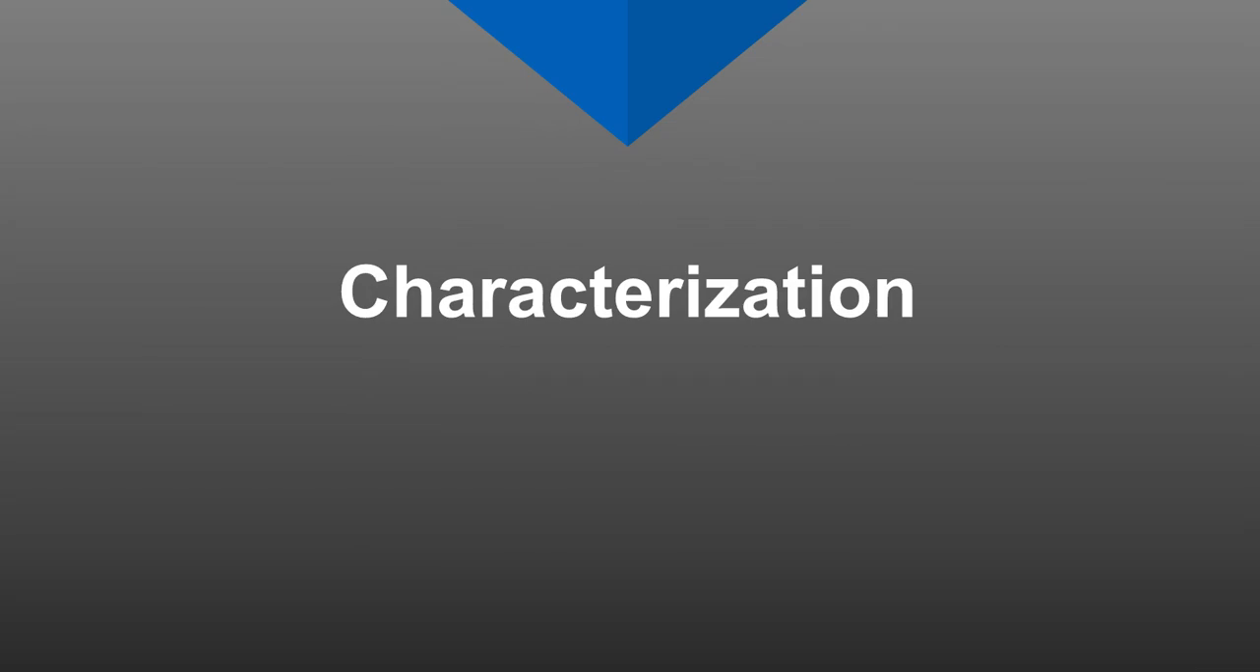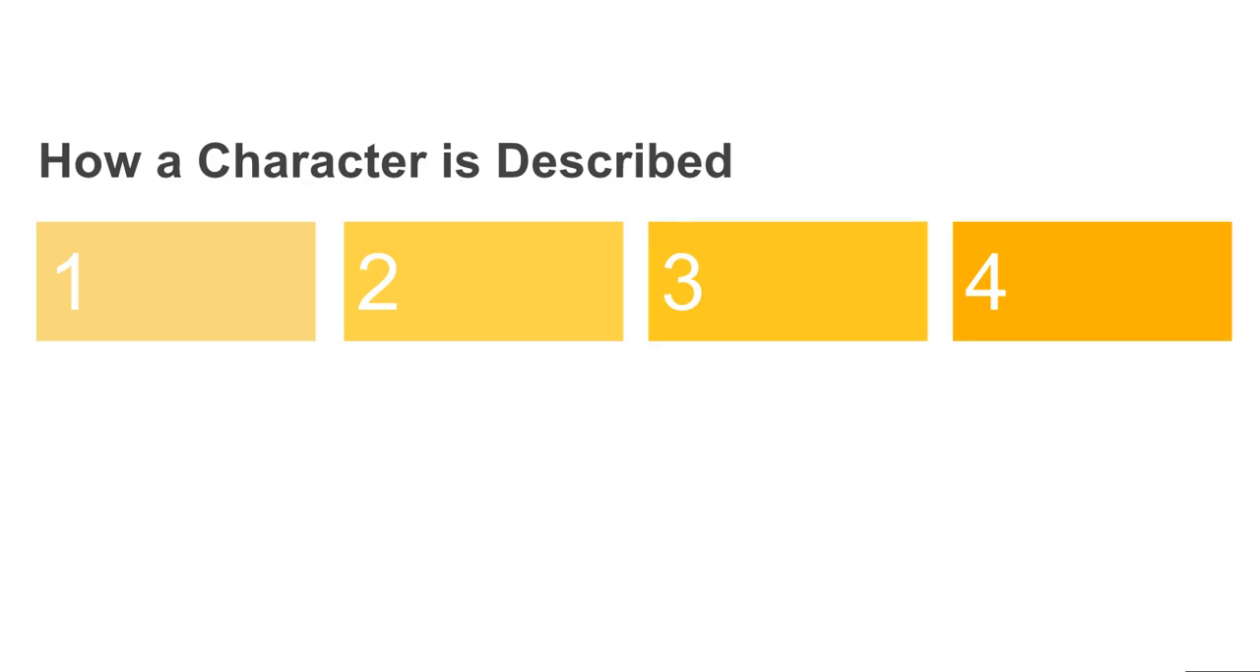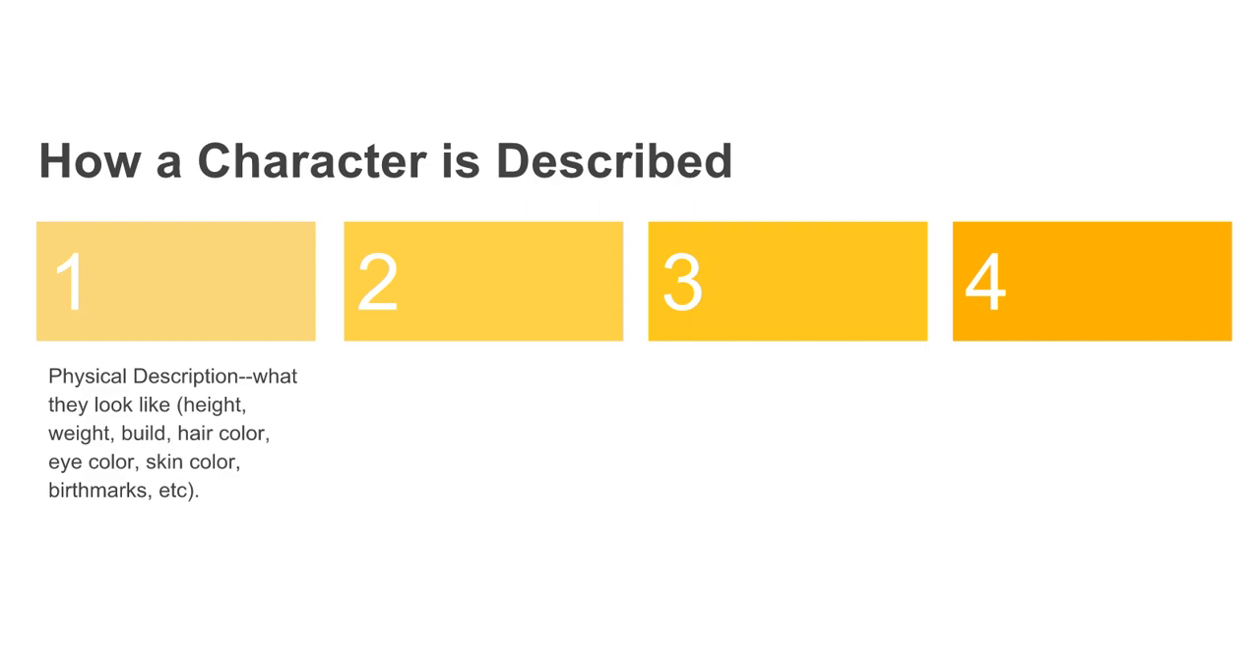And that brings us to characterization. Characterization is how you describe a character. And for right now, we're just going to focus on direct characterization, which is what you tell your reader your character is like, which means you need to include a physical description, what your character looks like: height, weight, hair color, hair type, build, eye color, skin color, birthmarks, freckles, etc. Anything that you can see on your character that would identify your character for who they are.